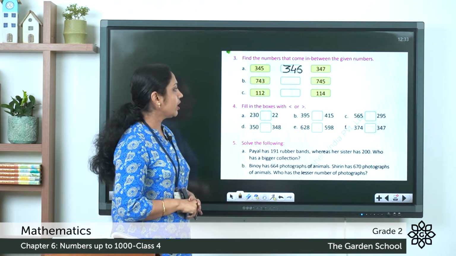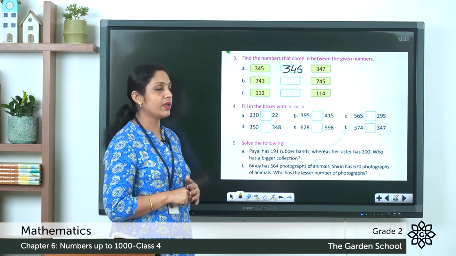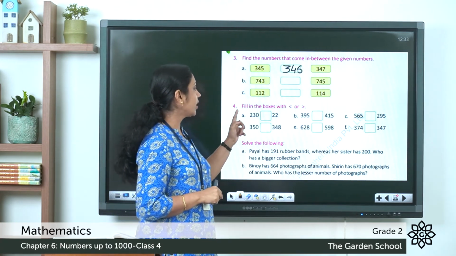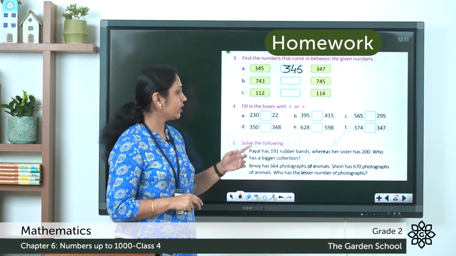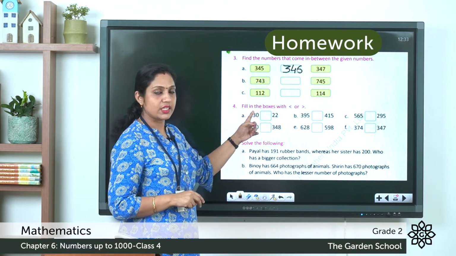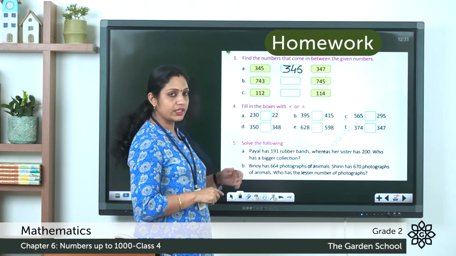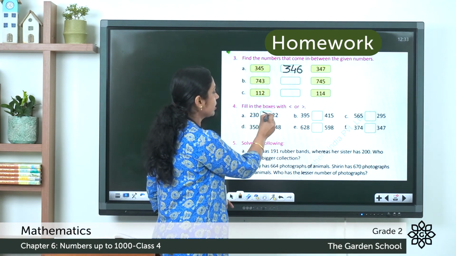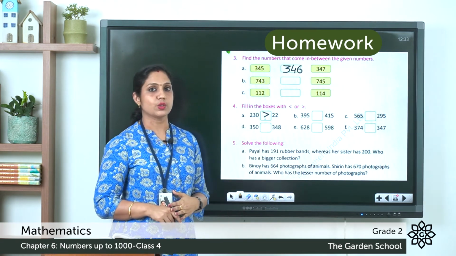Fourth one, we have fill in the boxes with greater than or less than symbols. We need to use the symbols there. So first we have 230 and 22. Which number is greater? So we can write here, 230 is a 3-digit number and 22 is a 2-digit number. So 230 greater than 22. So complete the other exercises also.